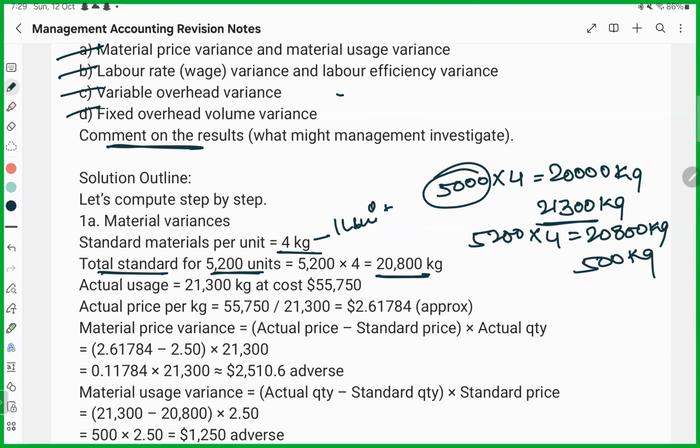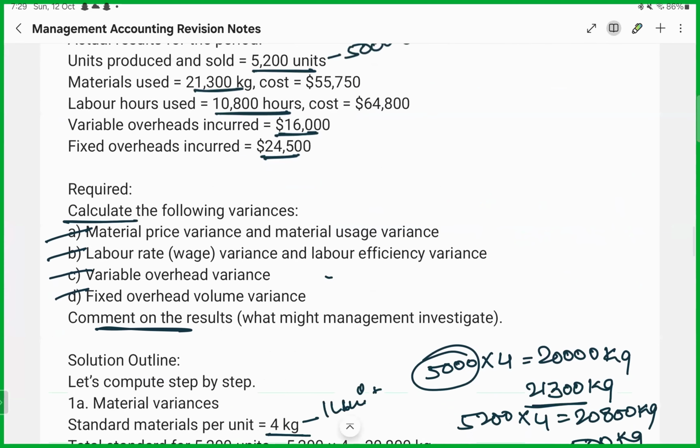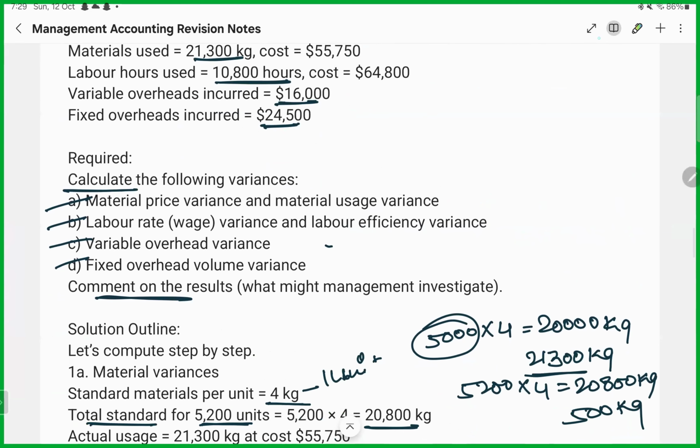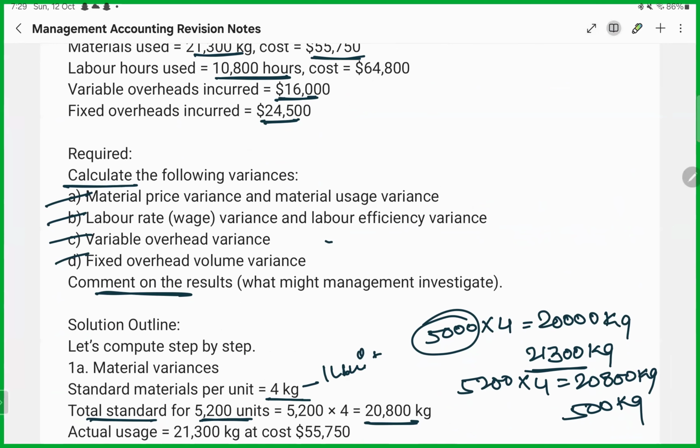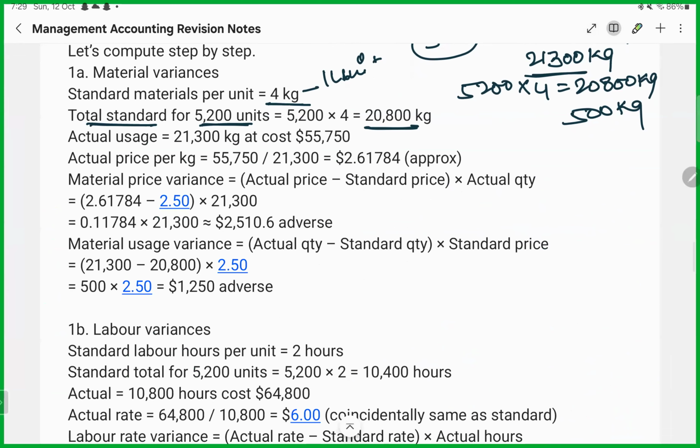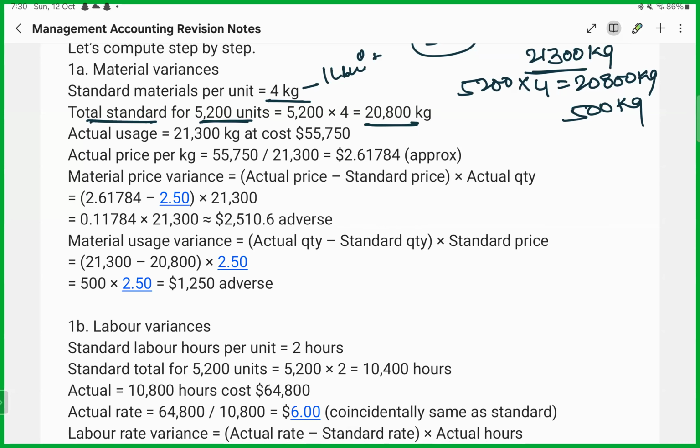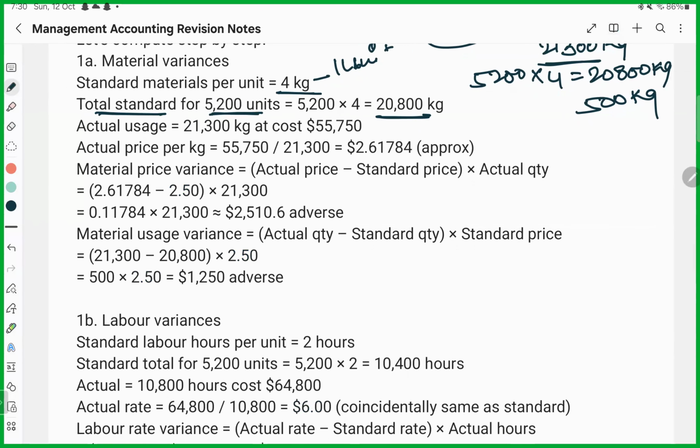My actual usage of the material cost was 55,750 rupees. That means where I decided that per kg will cost me 2.5 rupees is actually costing me 2.61 rupees. So here also I am paying 0.11 extra.